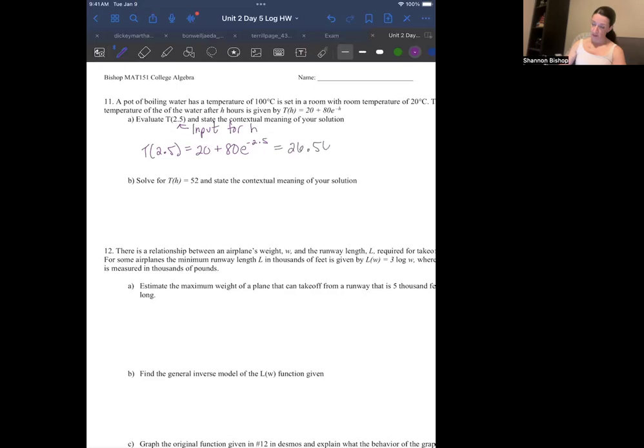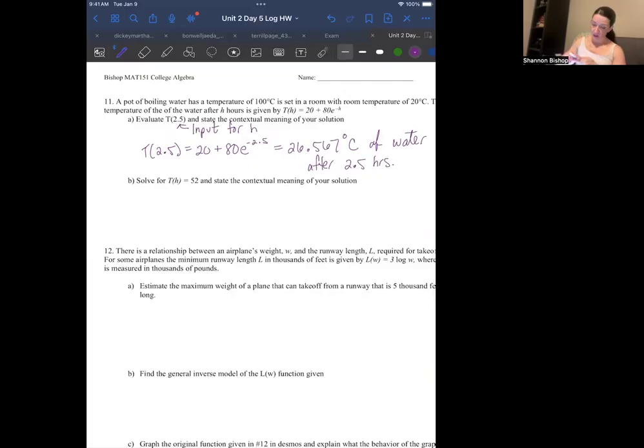And that's the answer that we got. That's the output, so that's the temperature in degrees Celsius of the water. Remember, we left it on the counter for 2.5 hours. We plugged 2.5 in for H. So that represents the temperature of the water after 2.5 hours. Okay, and that is it on that one.